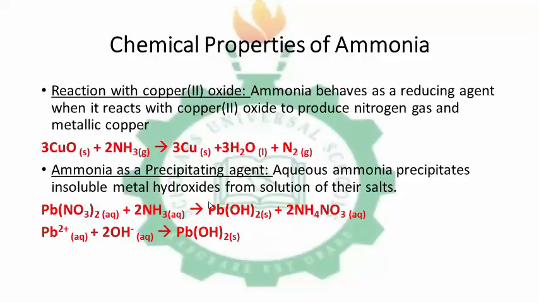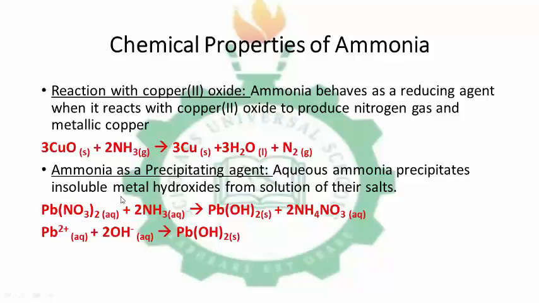Now, reaction with copper 2 oxide. Ammonia also behaves as a reducing agent when it reacts with copper 2 oxide to produce nitrogen gas and metallic copper. Now, this is the copper 2 oxide reacting with the ammonia gas. As you can see, the copper 2 oxide is reduced to metallic copper, and the ammonia gas is oxidized to nitrogen gas. Also, let's take note that some water molecules are also produced.